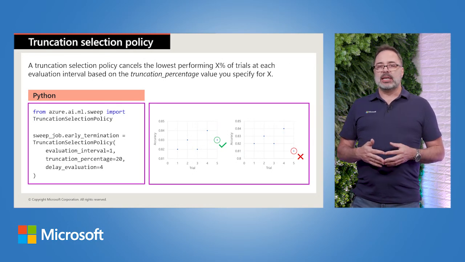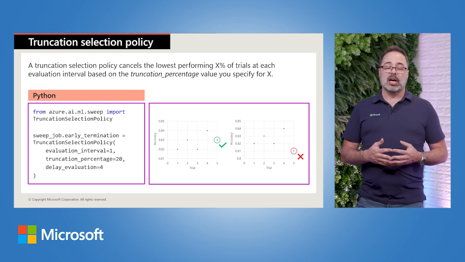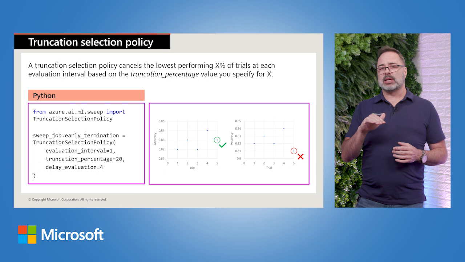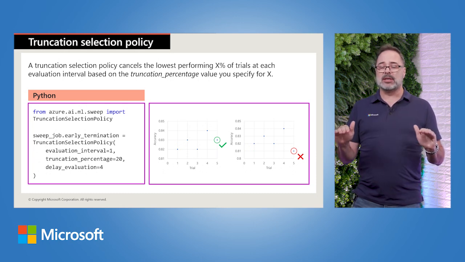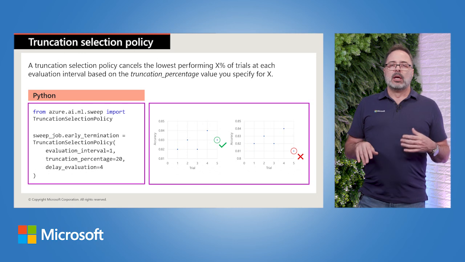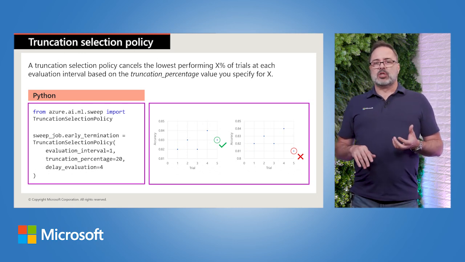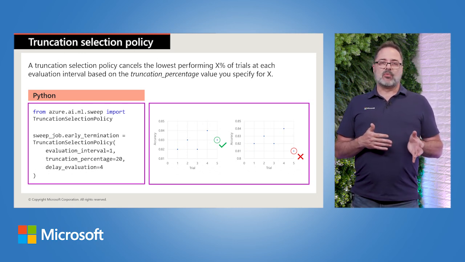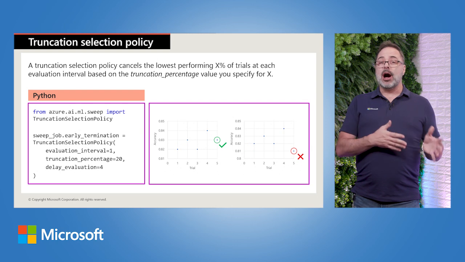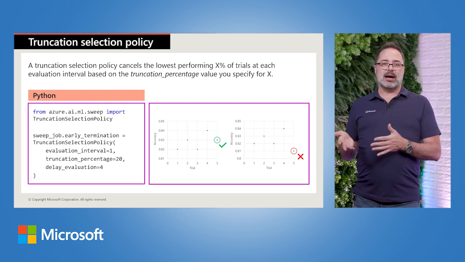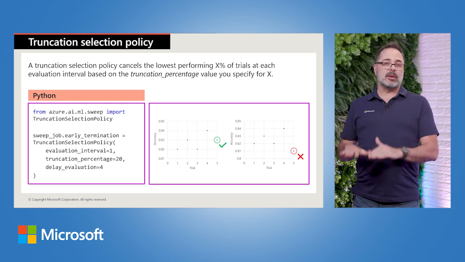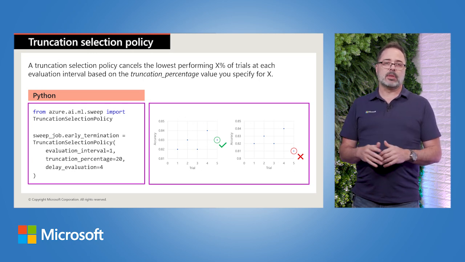The last policy is the truncation selection policy. This policy specifies a truncation percentage. And what that means is if a trial's performance metric is within the bottom X percent, in this example, 20%, it's terminated early. You can see within the plot of the trial performance on the left side that the performance of the 5th trial is not in the bottom 20%, and so it's kept. On the plot on the right-hand side, since the 5th trial is in the bottom 20%, it's terminated early.